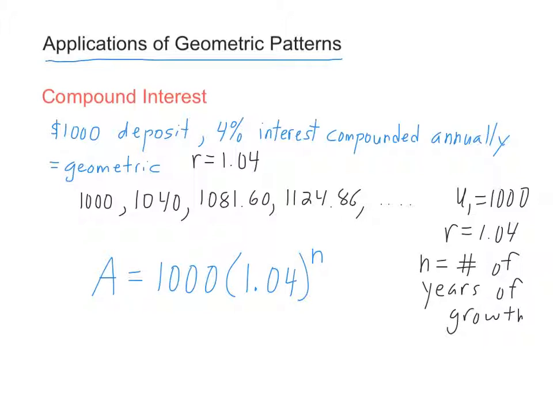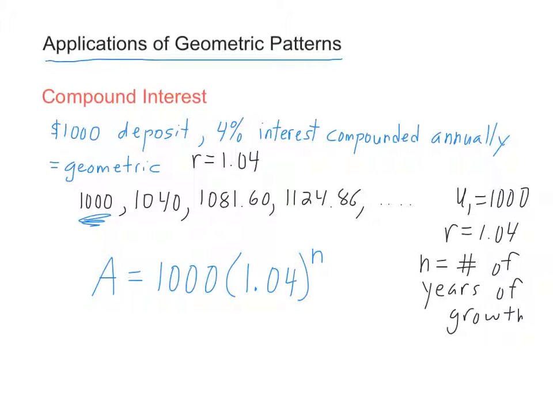So when n is 0, that means we're starting with our first term of 1,000. There's $1,000 in the account. When n is 1, that means we have 1 year of growth, okay? So please understand here that n is not the term number in this case. n corresponds to the number of years of growth, okay?